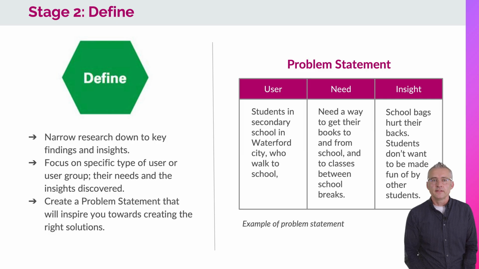This stage is about narrowing down all the research that you have gathered into key findings and insights. Focus in on a specific type of user or user group, their needs, and the insights you have discovered. These findings and insights will help to define what is the key problem or problems that are worth solving. You should then create a short problem statement that identifies what is the right problem to solve.